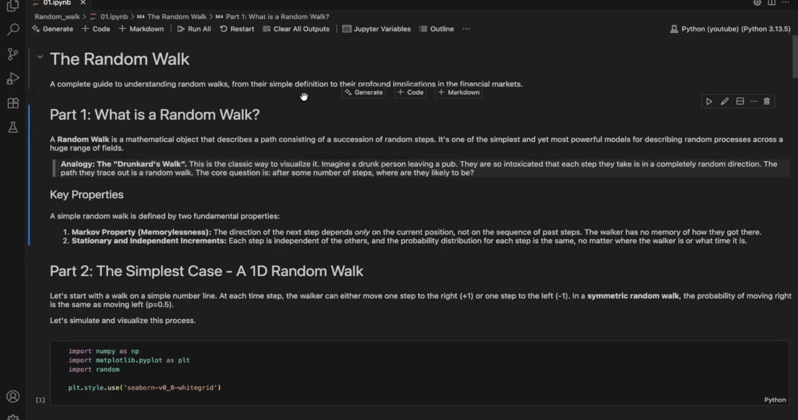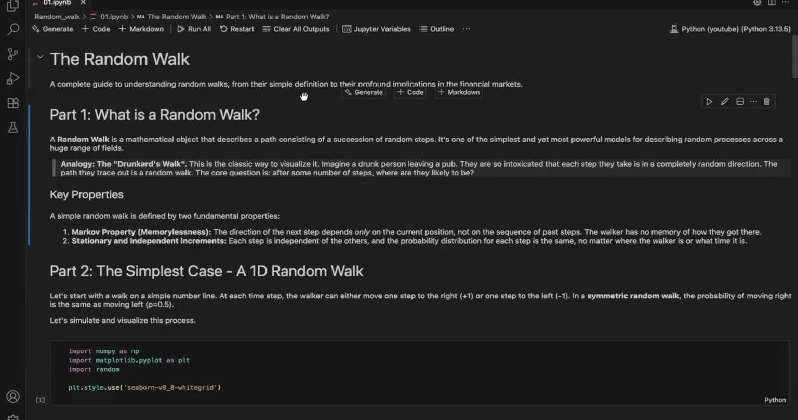In this video, we'll be going on a journey to understand one of the most fundamental concepts in science and finance, the random walk. It's a beautifully simple idea that describes everything from the jittery motion of pollen in water to the unpredictable fluctuations of the stock market. We'll start with a simple analogy.